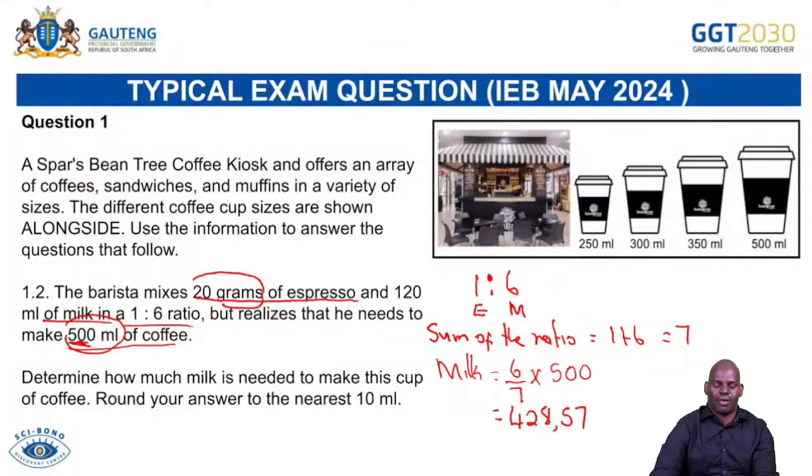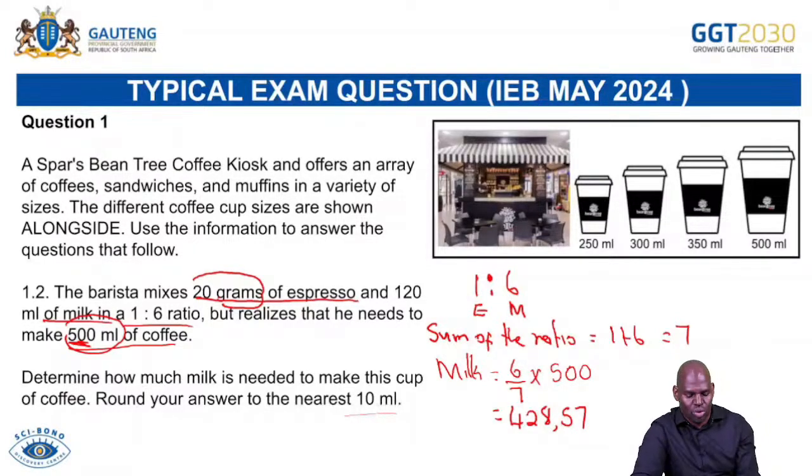Okay, this is for milk. All right, now I need to check the question. The question was: determine how much milk is needed to make up this cup. Round your answer to the nearest 10 milliliters. Rounding, boys and girls, is something that you need to do. Round your answer to the nearest 10 milliliters.